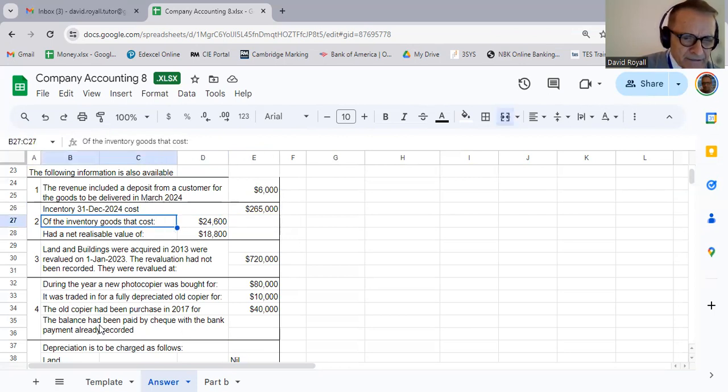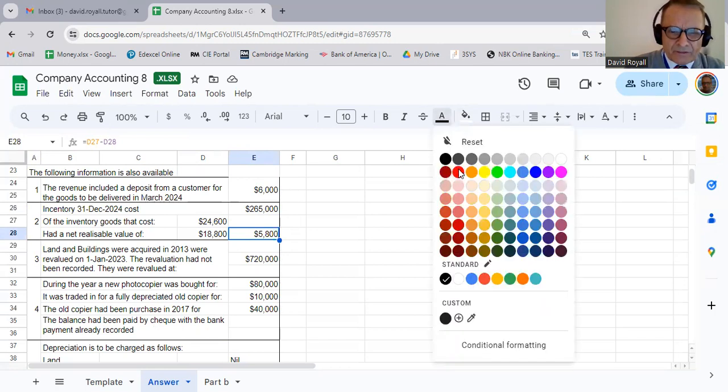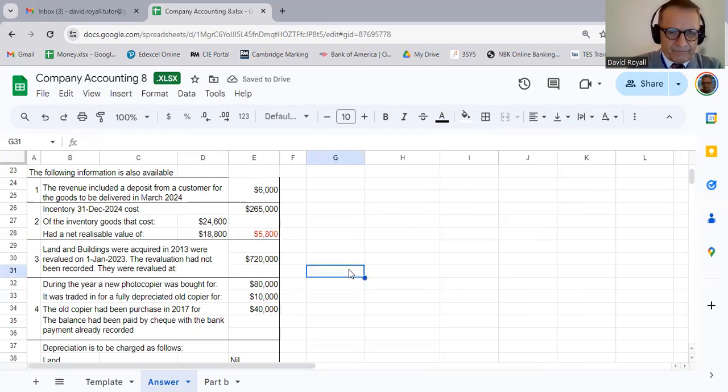But of that, we've got some inventory that cost more than its net realizable value. Remember, when you're valuing stock, we'll save ourselves some time. We've got to look at the difference here and say to ourselves, well, we've lost 5,800 in value of our stock. We'll need that figure later.